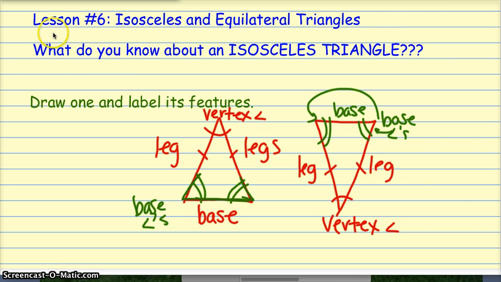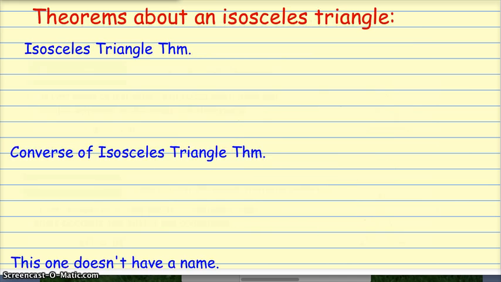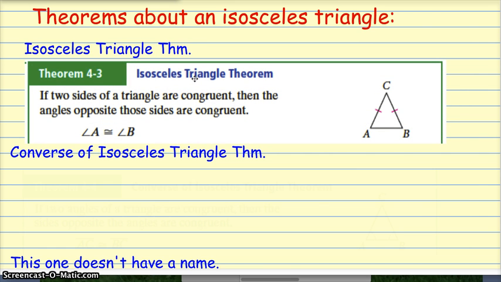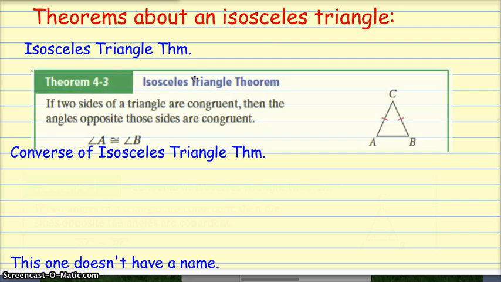A couple of theorems about isosceles triangles. First theorem. If two sides of a triangle are congruent, then the angles opposite those sides are congruent. So if you notice, what's marked is that the sides are congruent. So because these sides are congruent, the angles that are opposite, meaning across, those are congruent.